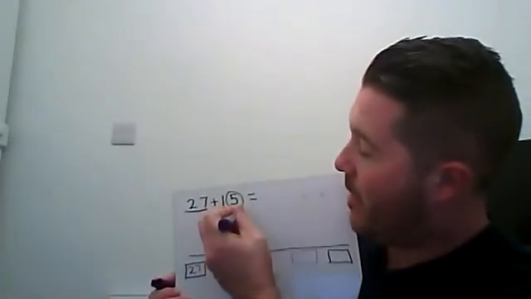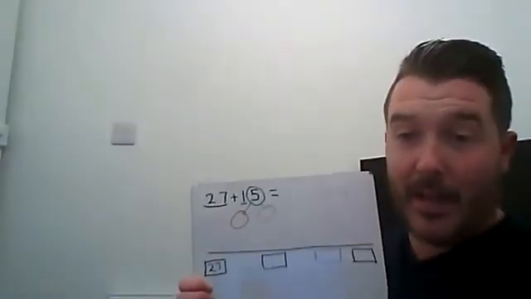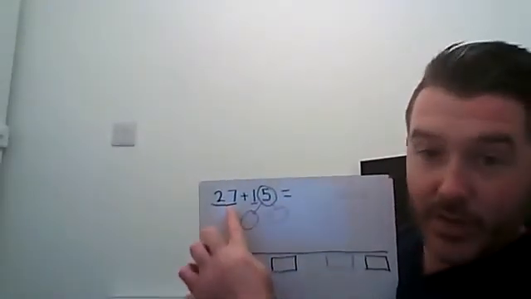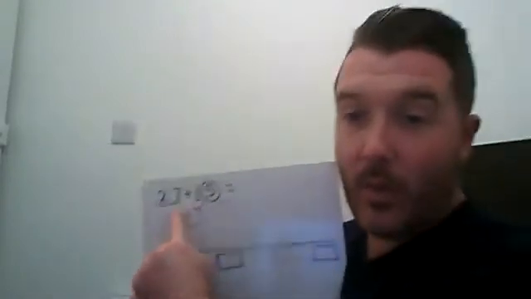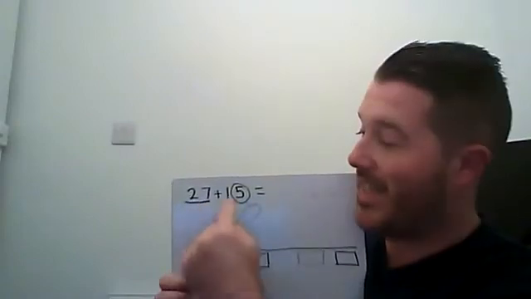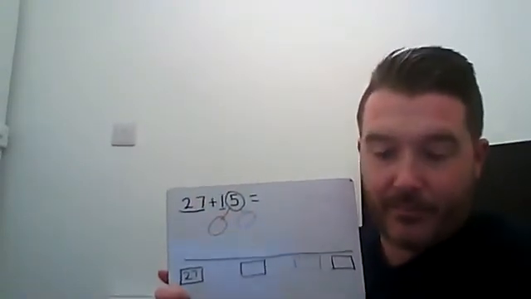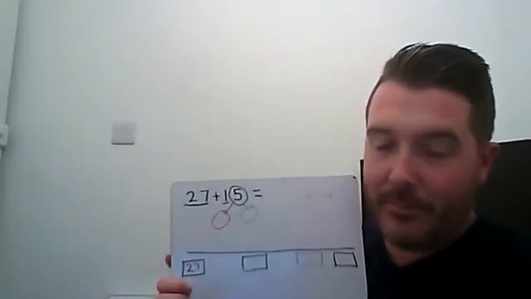Now at the moment we don't know which parts we need to do, but we've got a big clue. We look at the ones in this number. Now the ones in this number are 7, and we want to make those ones to 10. So what goes with 7 to make 10? Have a think, what would it be?